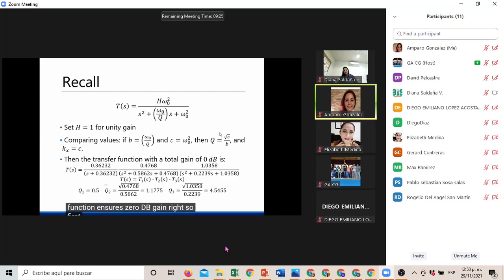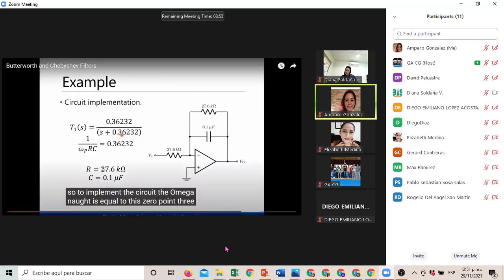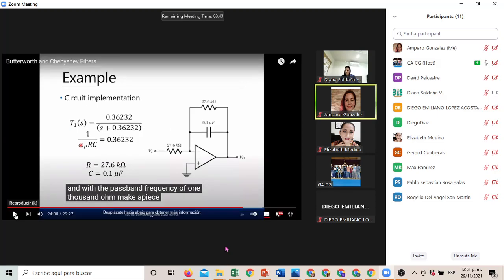So first, let's look at the Q factor of each transfer function. The first transfer function is just a first order filter. Its Q factor is 0.5. The second transfer function is a biquad, so the Q is equal to the square root of this divided by this. It's equal to this. And finally, this has a Q factor of this. So to implement the circuit, the omega naught is equal to this, 0.36232, with a passband frequency of 1000 omega p.